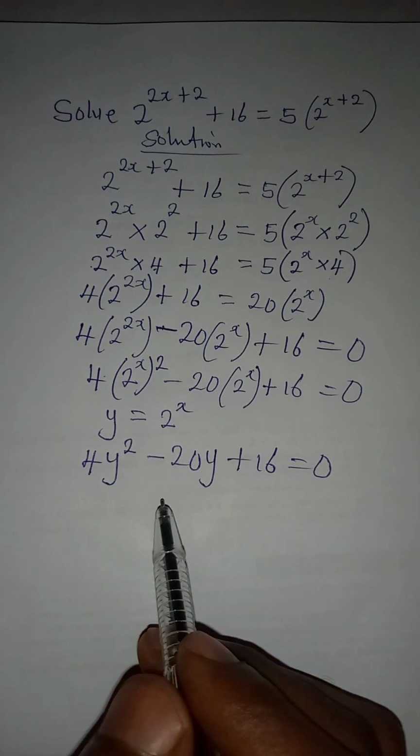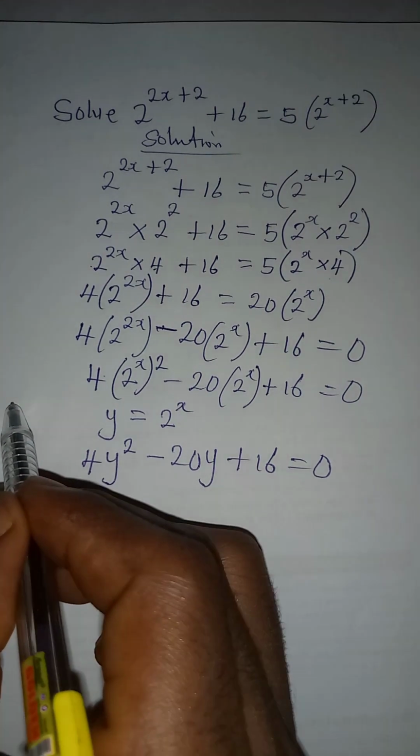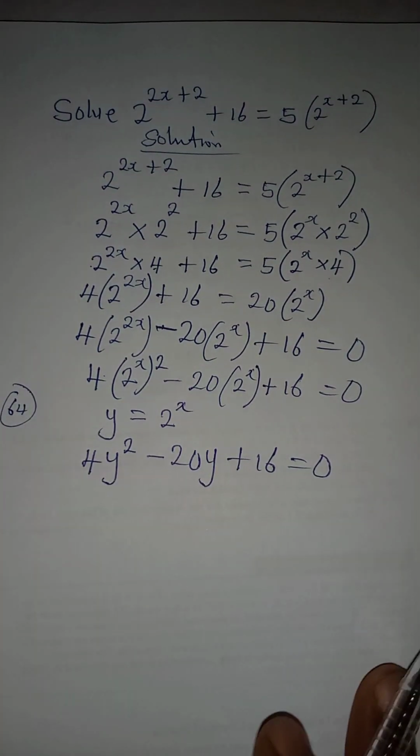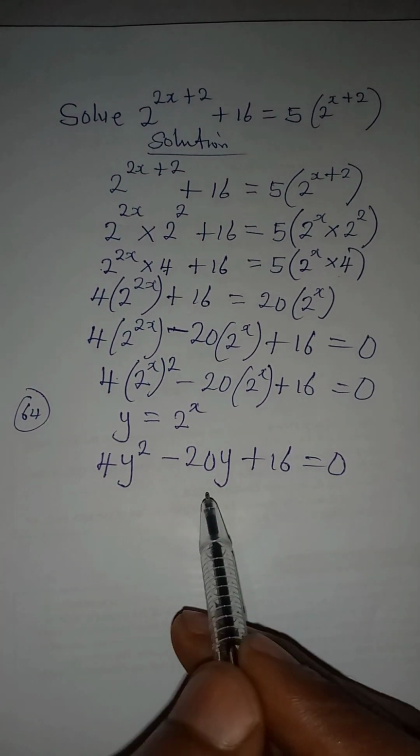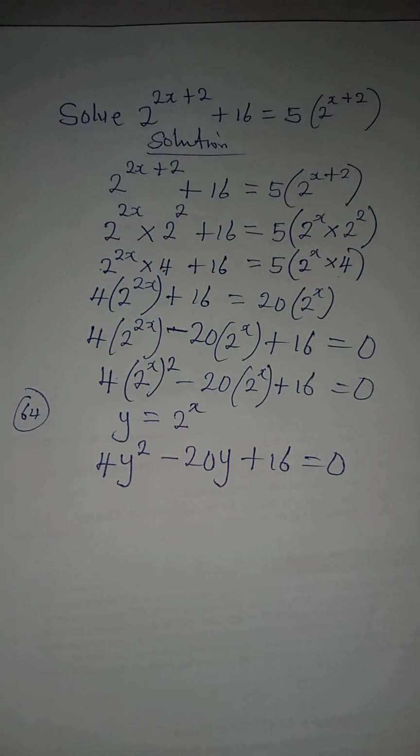So what we're expected to do now is multiply this 4 and 16, and that will give us 64. This is an imaginary 64. So you now look for two numbers that multiply to give this 64, and then you subtract the two of them to have minus 20. The two numbers are minus 4 and minus 16.